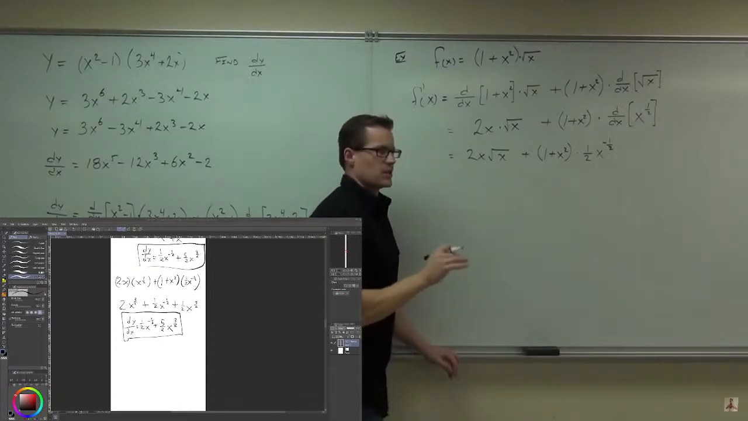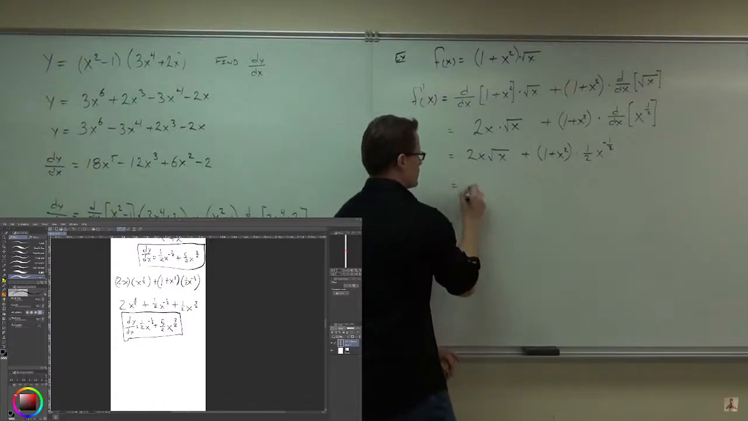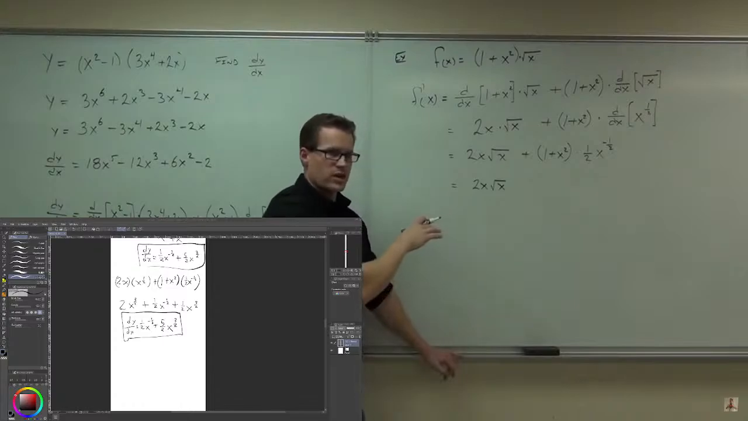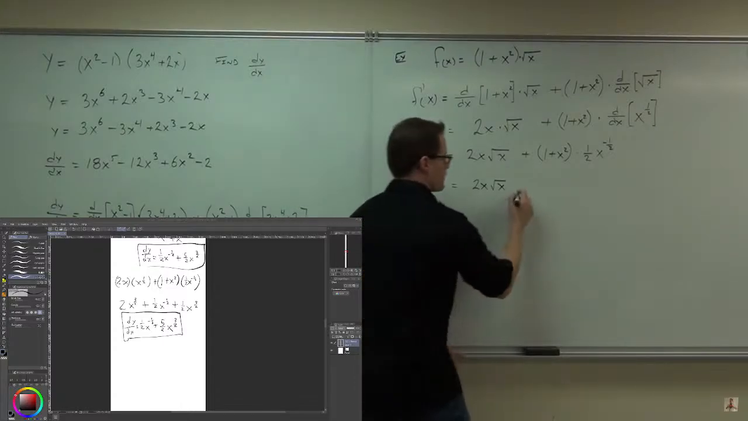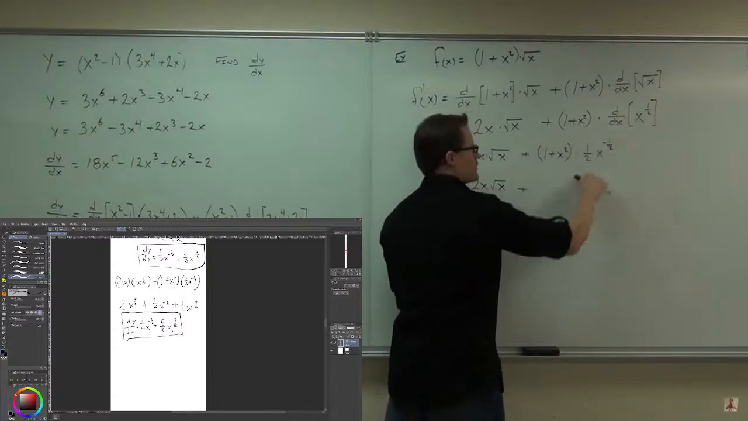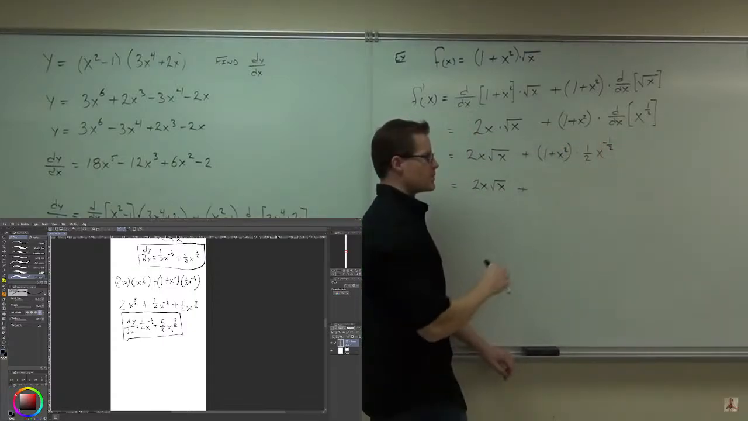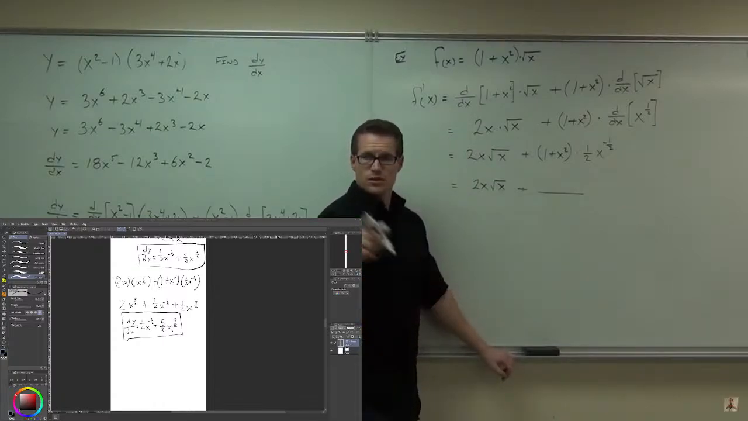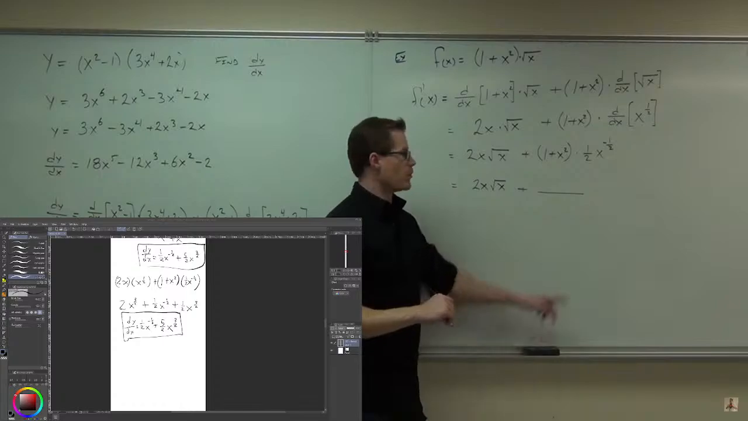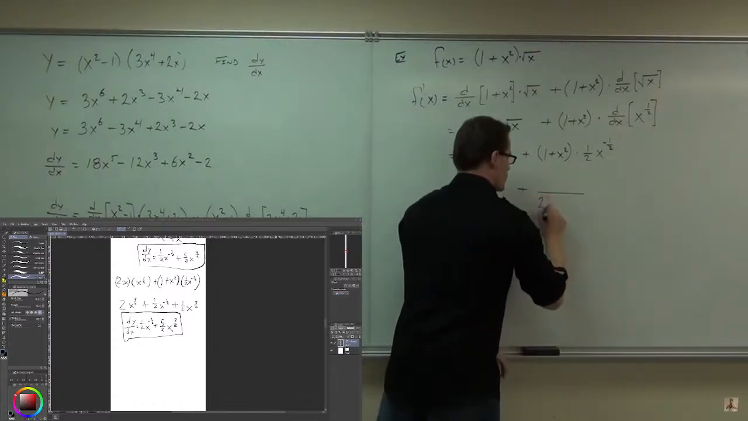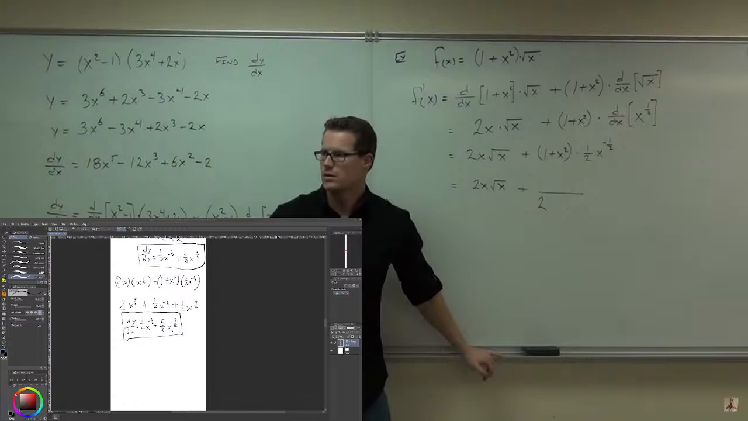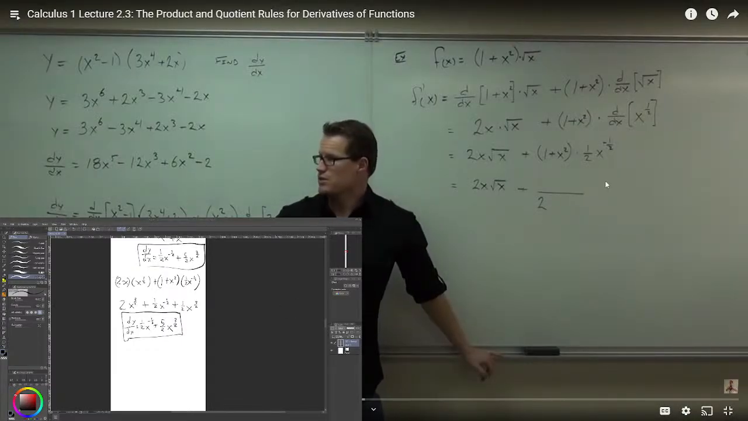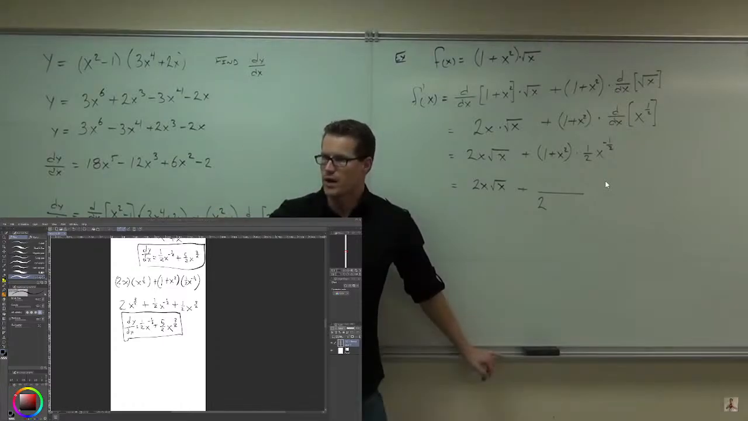Now, making it maybe just a little bit prettier, 2x root x, you could combine those with fractional exponents if you wanted to. What's on the denominator of this expression? There's a 2. There's for sure a 2 because of that 1/2. Do you see the 2? What else? Root x. Because x to the negative 1, that says denominator, and then the 1/2 says it's a square root.